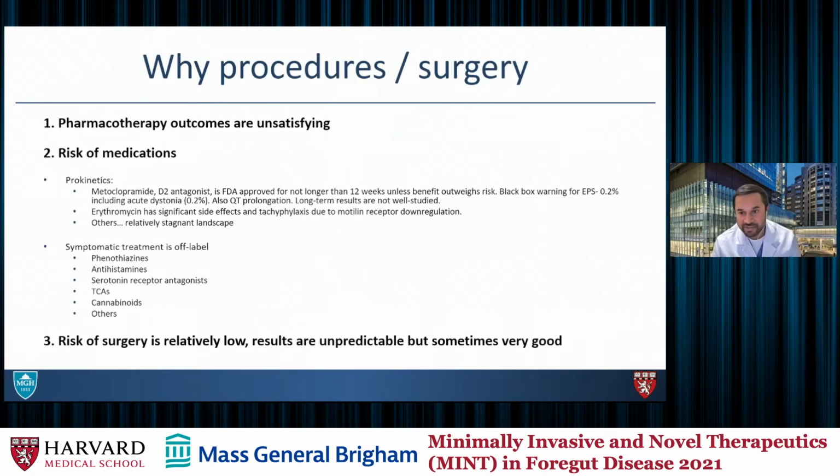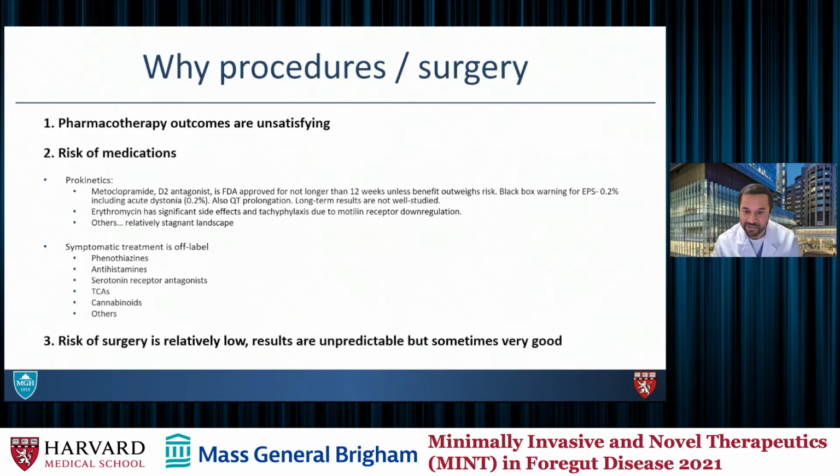So why do these procedures, or why do these surgeries? Because pharmacotherapy, with all the medications that I mentioned, the outcomes are very unsatisfying, or they're very limited. Oftentimes, some of these medications have really bad side effects. For example, metoclopramide, which is a dopamine 2 antagonist, was approved by the FDA for therapy for no longer than 12 weeks. Some of the really gruesome complications of Reglan is that it can cause tardive dyskinesia, dystonia, cardiac arrhythmias with QT prolongation. And a lot of the long-term results are not well studied if you look at it.